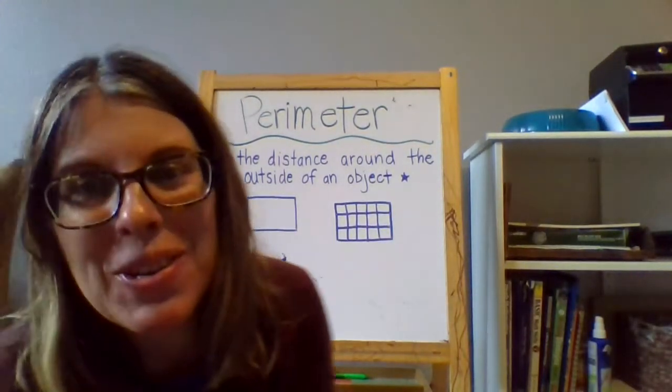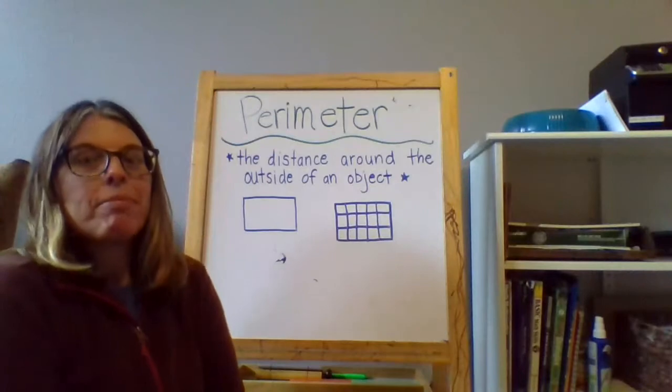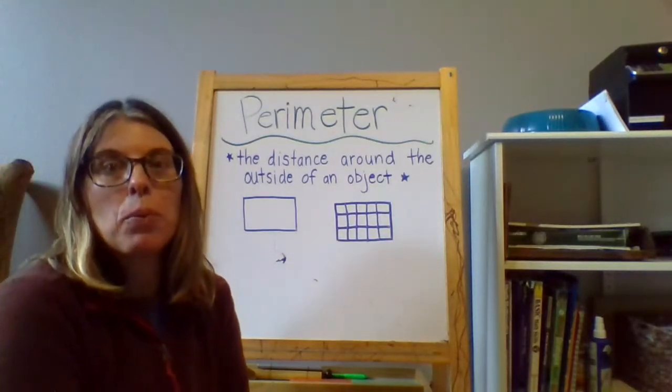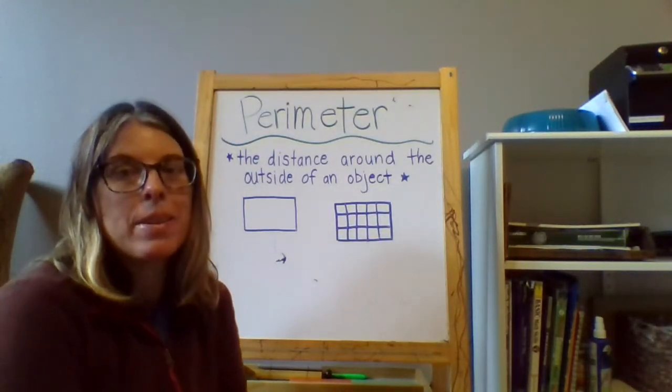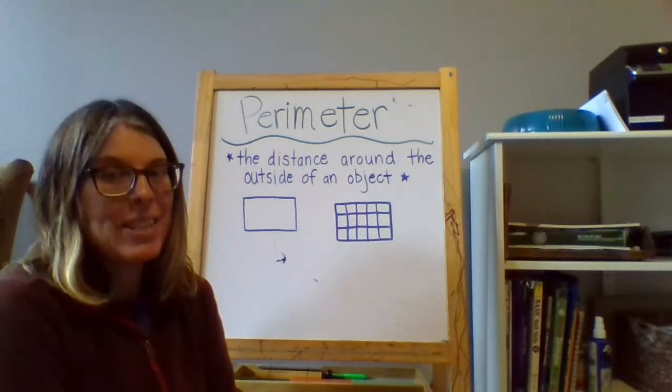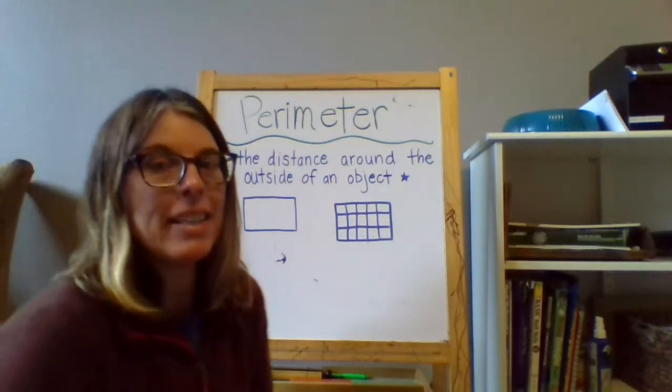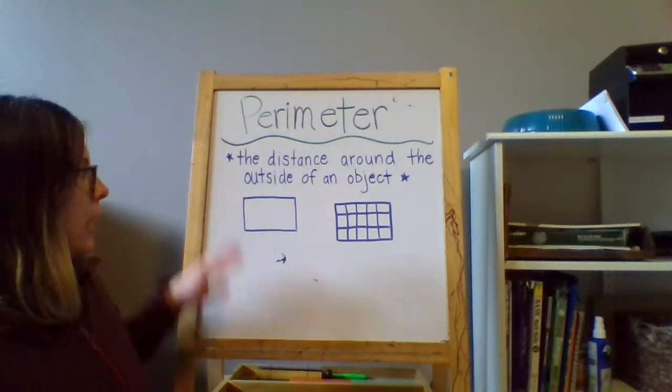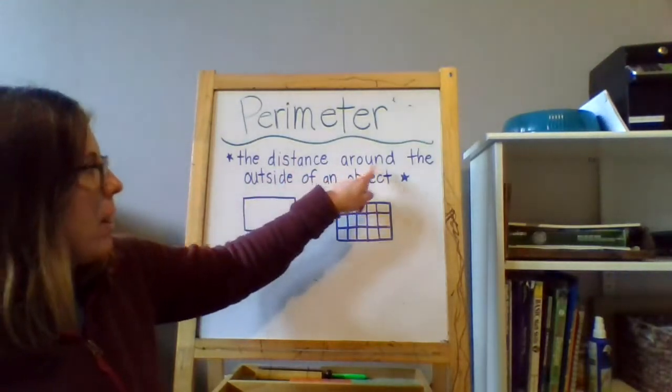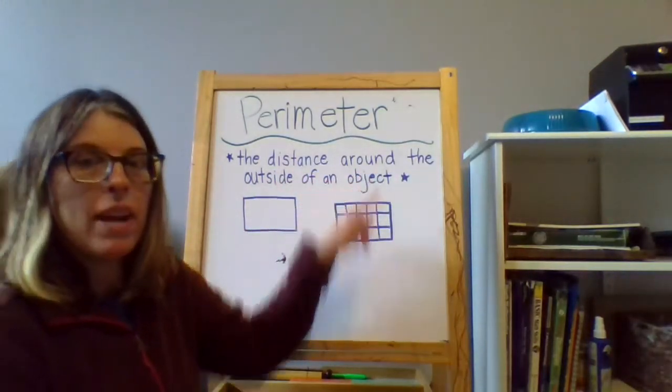Let's talk about a new geometry word. This word is perimeter. Can you say that? Perimeter. Yeah, this is a geometry word, and it has a special meaning. Perimeter means the distance around the outside of an object.